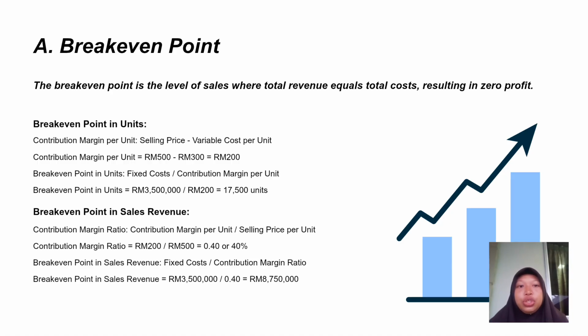The contribution margin per unit is 200 ringgit. This means our break-even point is 17,500 units, or 8,750,000 ringgit in sales revenue. Next, we will determine the number of units GTI needs to sell to achieve a target profit of 1.8 million ringgit under each option.